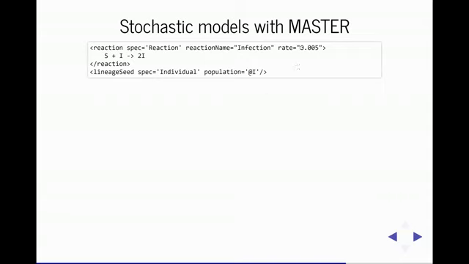For stochastic models, there's this existing package called master. This requires that you specify the model in terms of individual reactions, just like in a chemical kinetics sort of model. And in addition, you basically have to tell the model that it should follow lineages of infected individuals. And this can be extended to infected individuals in multiple stages or locations and so on.